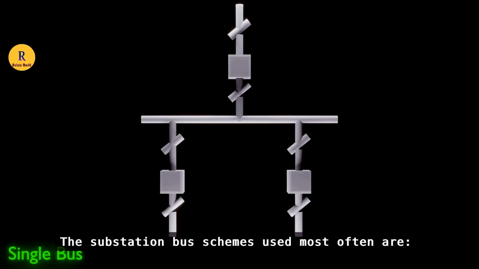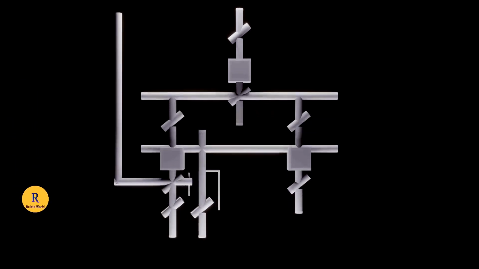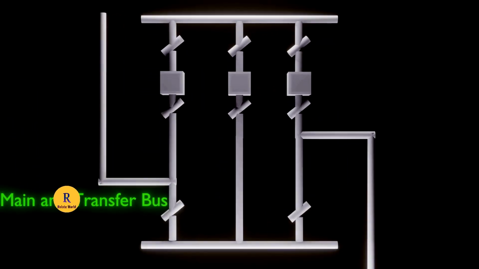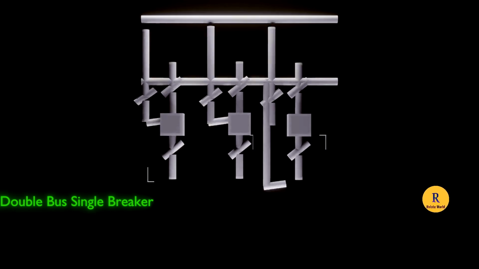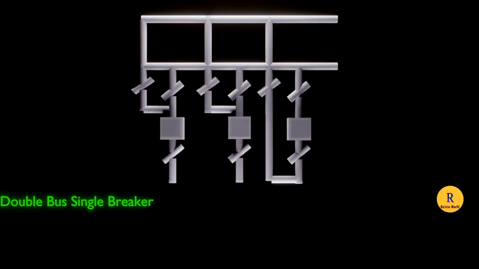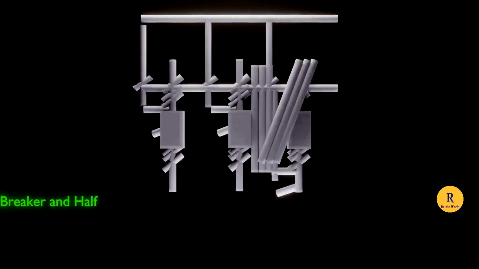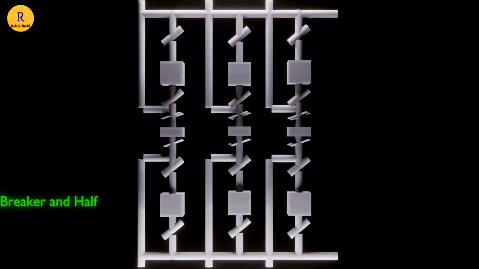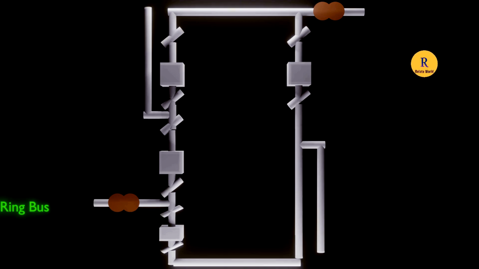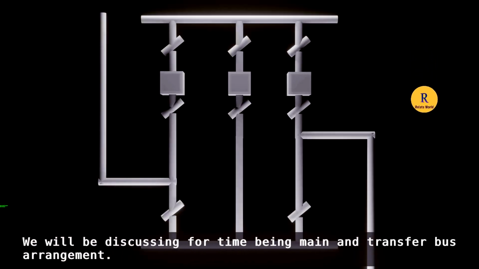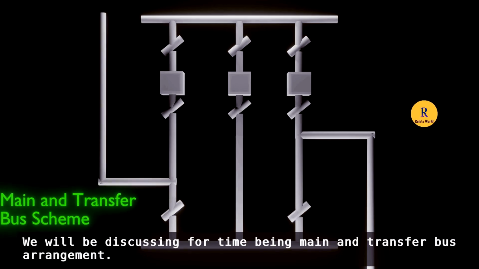The substation bus schemes used most often are single bus, double main and transfer bus, double bus single breaker, double bus double breaker, breaker and a half, and ring bus. We will be discussing, for the time being, the main and transfer bus arrangement.